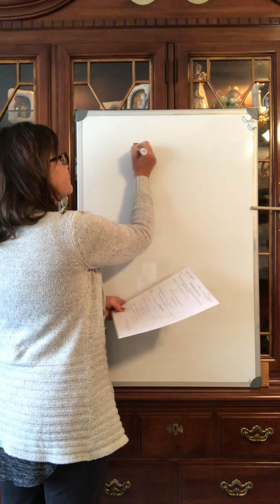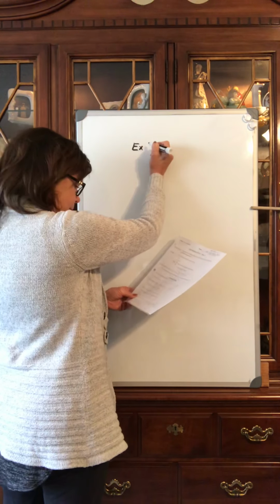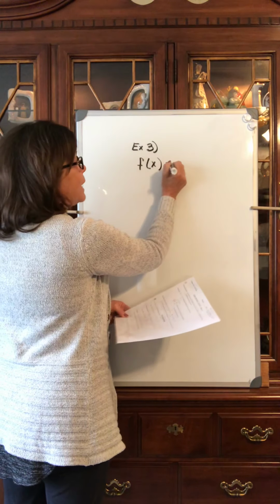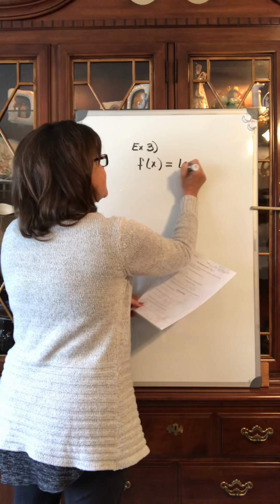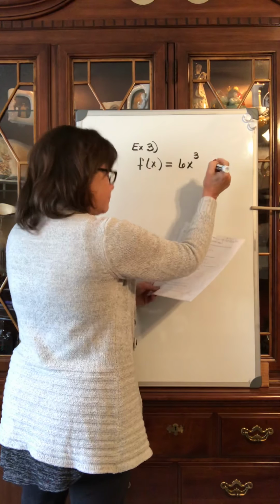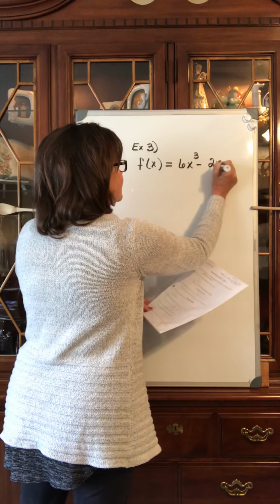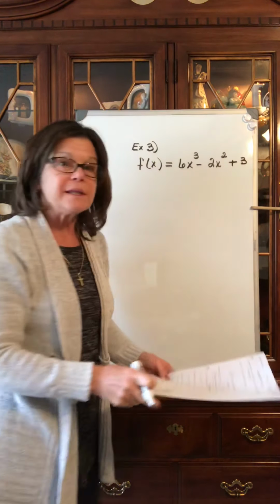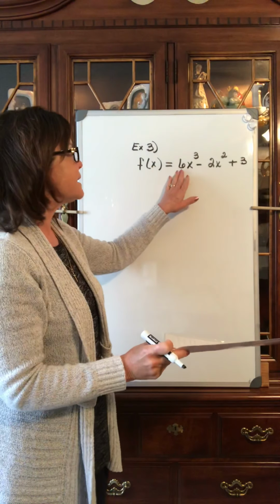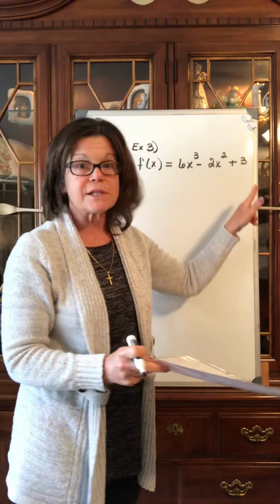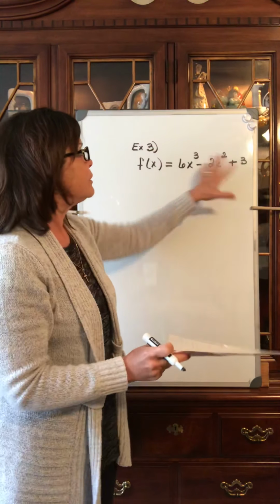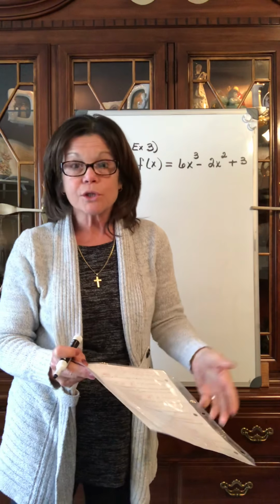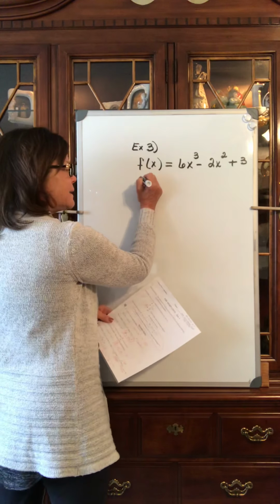So for example number 3, the function f of x, or y, equals 6x cubed minus 2x squared plus 3. This function is really the sum of three separate functions. One function is 6x cubed, one is 2x squared, and one is just positive 3. So if you have a function that's the sum or difference of functions and you're taking the derivative, you just do the derivative of each piece of it, which again is review.